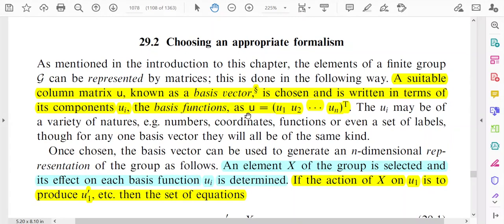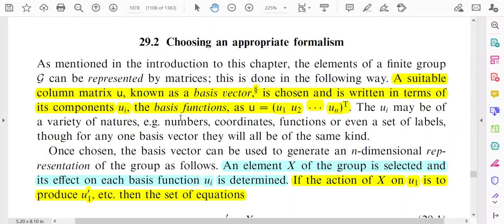Suppose U is a basis vector, and how is U written? U is equal to u1, u2, in this way up to un, and we have written transpose because, as we already said, this is a column matrix U. That is why we have written T. Its components are ui, and the ui are known as basis functions.